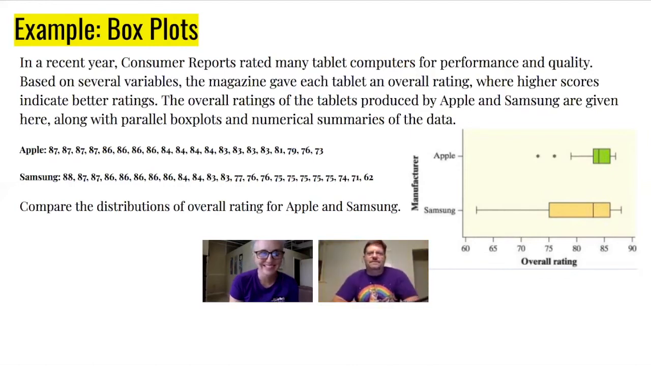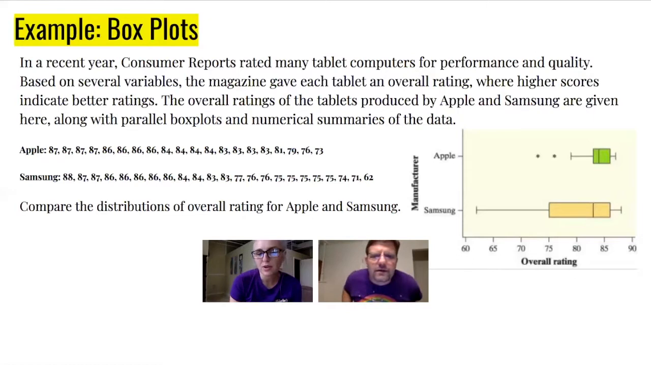They rated these tablets for performance and quality based on several variables. The magazine gave each tablet an overall rating, where higher scores indicated better ratings. The overall ratings for the Apple tablets are in the green graph, and the Samsungs are given in the graph below. Samsung's is the yellowish graph. And they're parallel box plots with their number summaries.